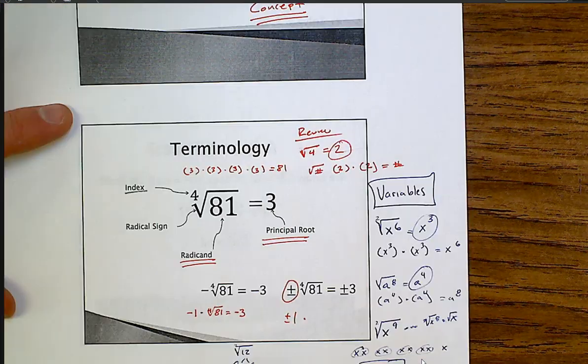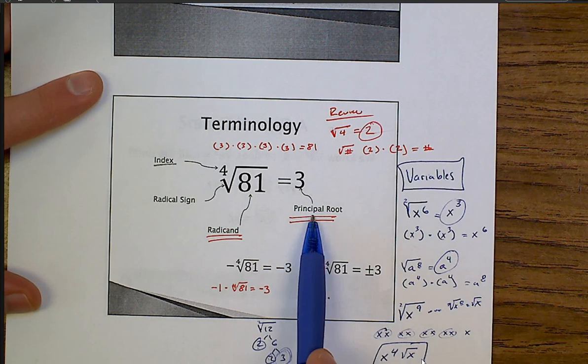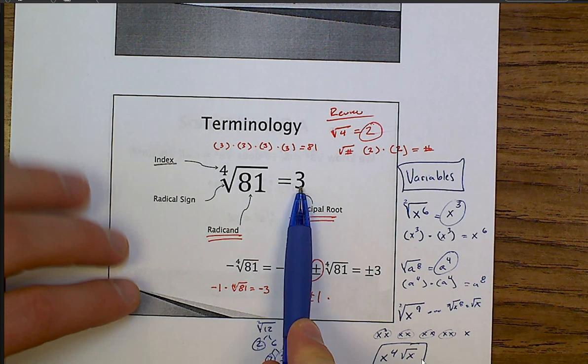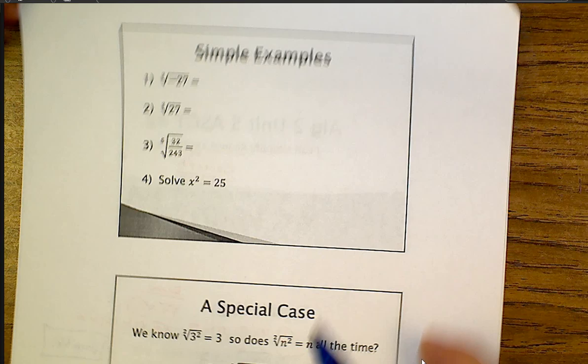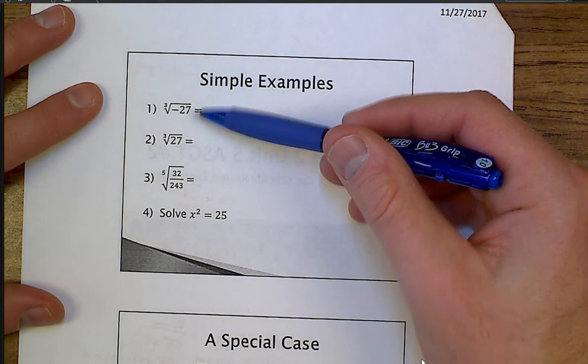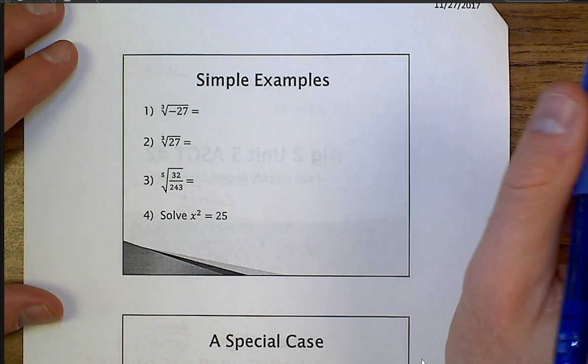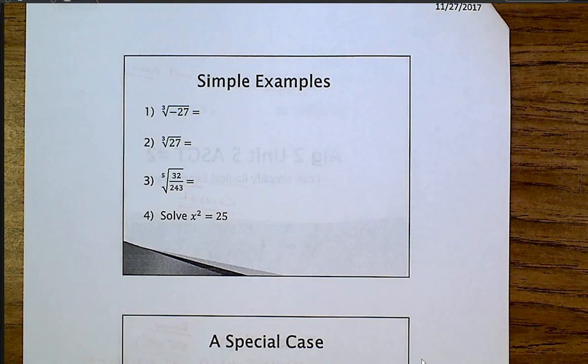So before I move to the next page, we were talking about the principal root before I started talking about variables. We were talking about the principal root always being positive. And so I want to talk about a situation where that might not always be the case, and I'm going to do that on the next slide. So what I'd like you to do right here is try these examples on your own, see what you come up with, and then hit play and we'll resume the video.